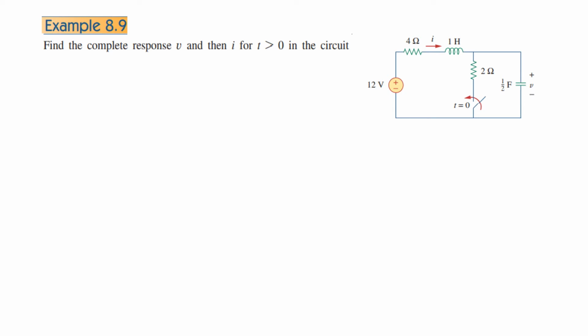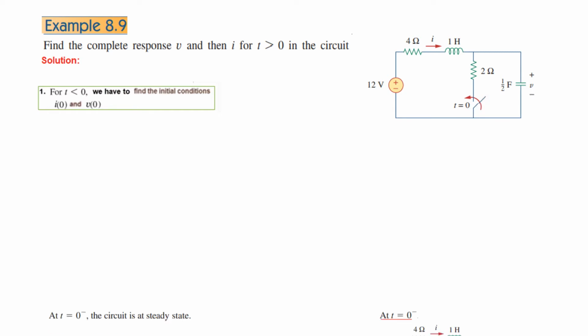Okay, so now let's apply whatever we have learned to solve this problem. This is example 8.9, so I'll just highlight some of the things which are slightly difficult to understand. For this circuit, we have to find the complete response of voltage and complete response of current for t greater than 0. So the first step, for t less than 0, we have to find the initial conditions, that is I0 and V0. Now t less than 0 means this switch is not closed.